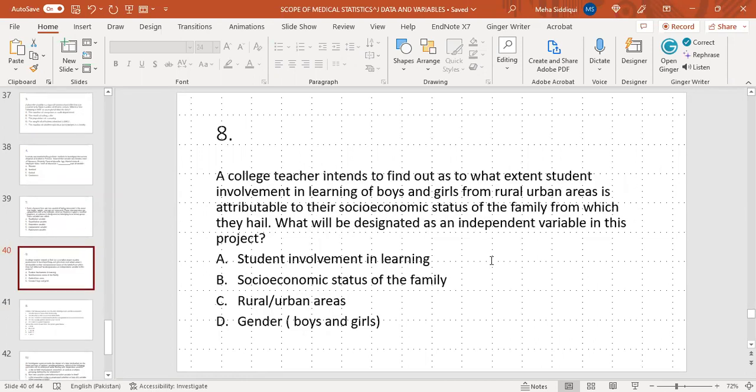MCQ number 8. A college teacher intends to find out to what extent student involvement in learning of boys and girls from rural and urban areas is attributable to the socioeconomic status of the family from which they hail. What will be designated as an independent variable in this project? Student involvement in learning, socioeconomic status of the family, rural urban areas, or gender, boys and girls. B is the right option, socioeconomic status.